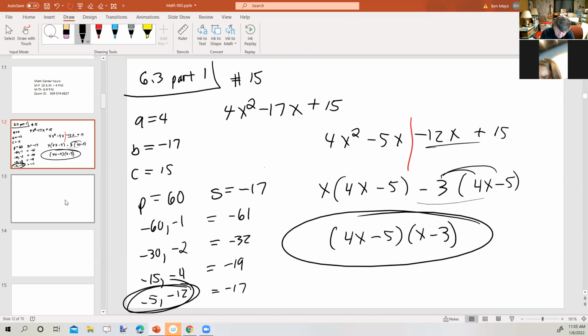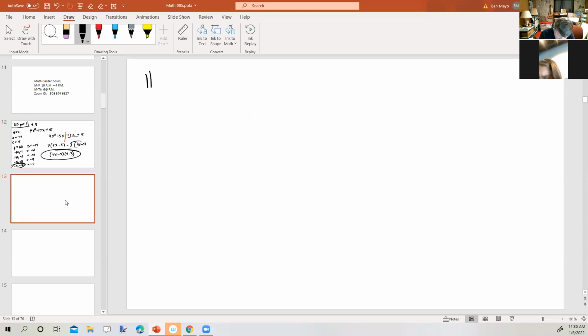All righty. Same section. This is number 17. It says factor. We have negative 2x y squared minus 4xy plus 16x. All right. So this is a trinomial. It's in standard form in terms of y. The first term has y squared, the second term has y, and the third term has no y at all. So it is in standard form.